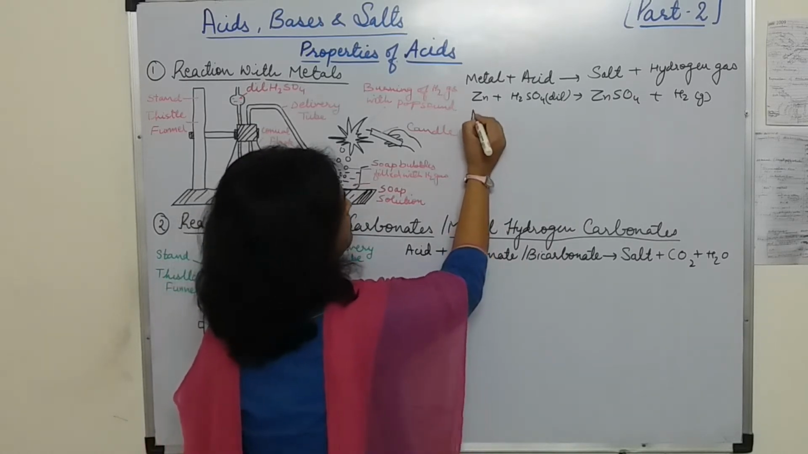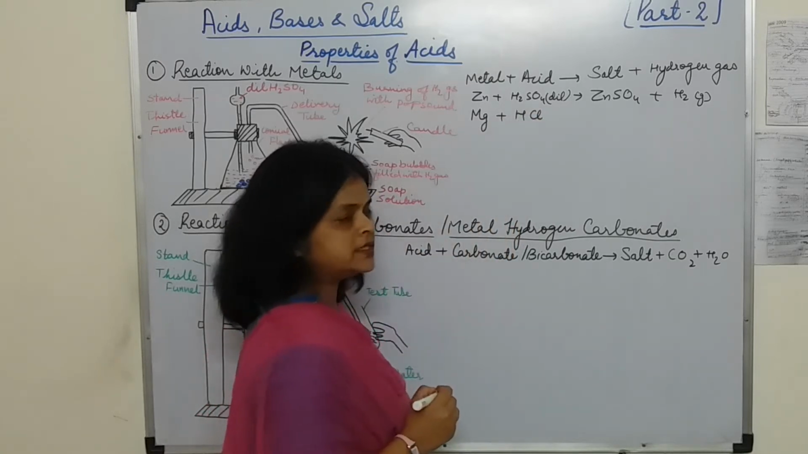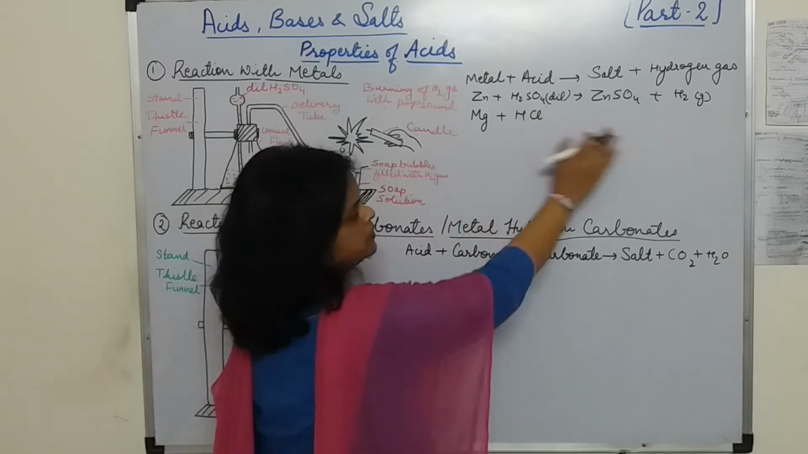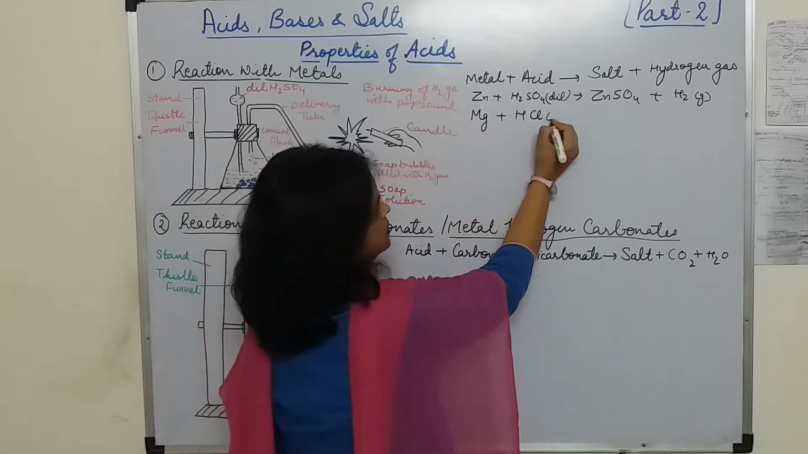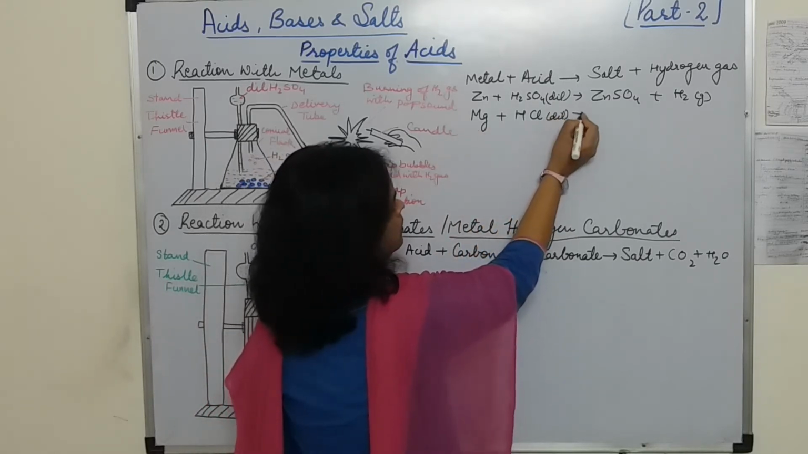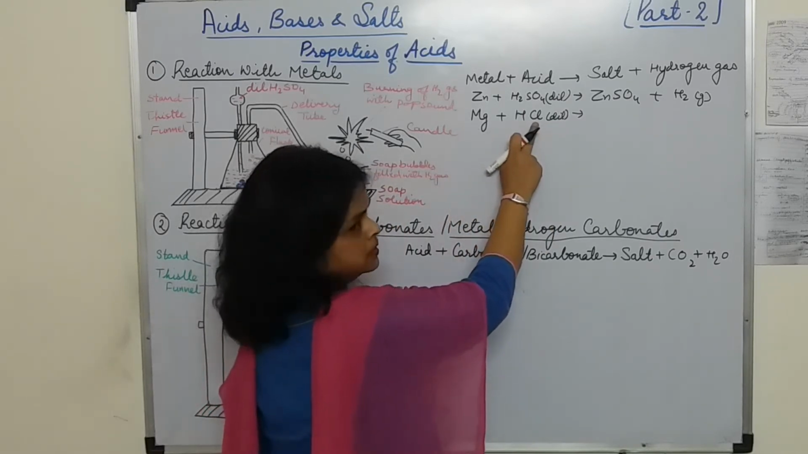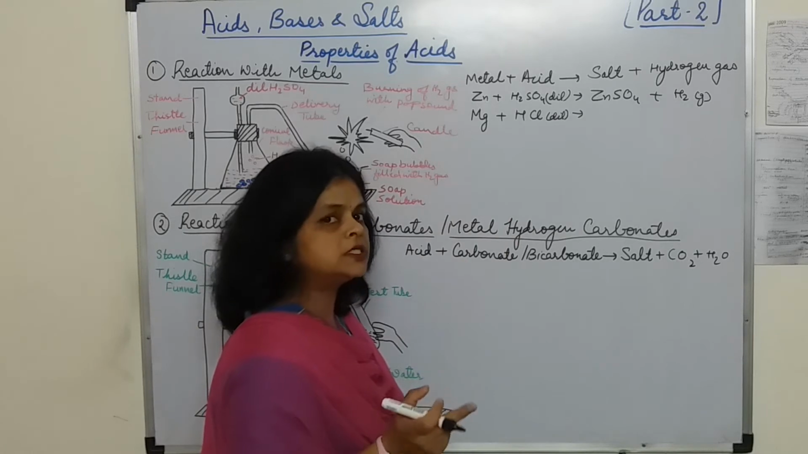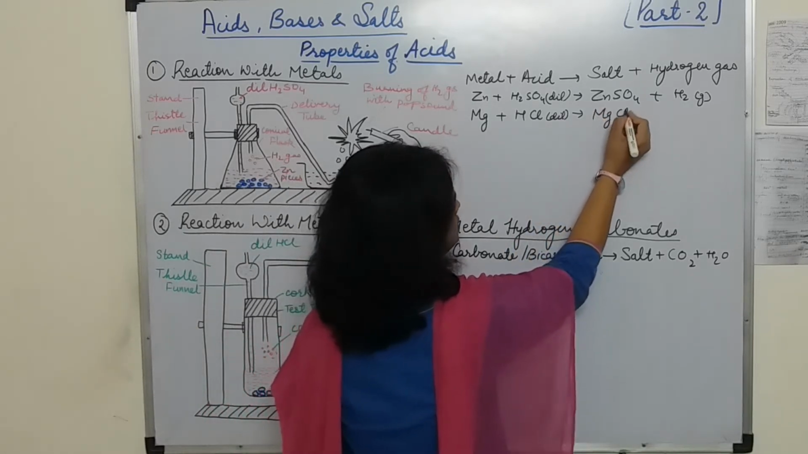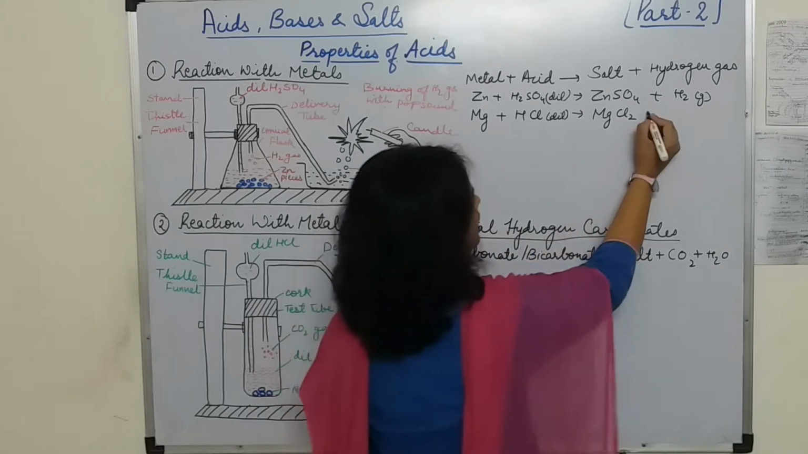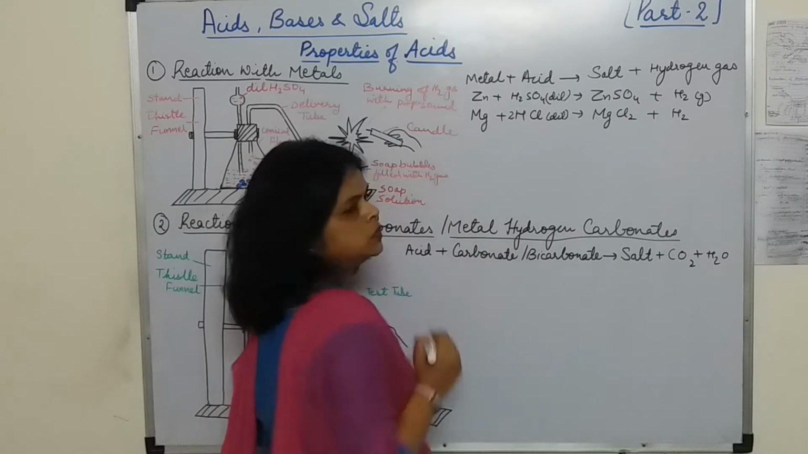Suppose we are taking magnesium and HCl, hydrochloric acid. Same everywhere students, you can write the physical state. Here it is solid, here it is dilute. What salt will be formed? Magnesium and the Cl part are going to form a salt, and students, keeping the valency in mind, write the correct formula of the salt, MgCl2, along with hydrogen gas. So here we will write 2HCl.